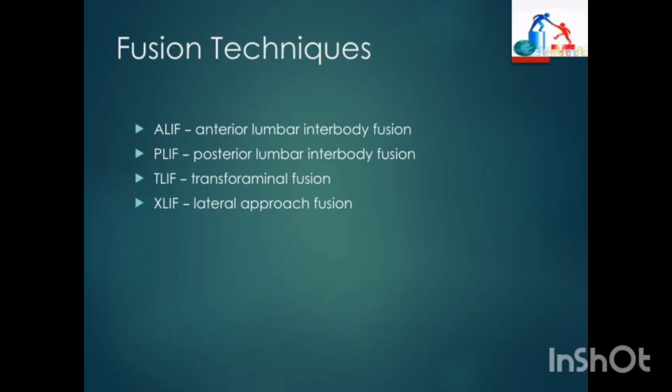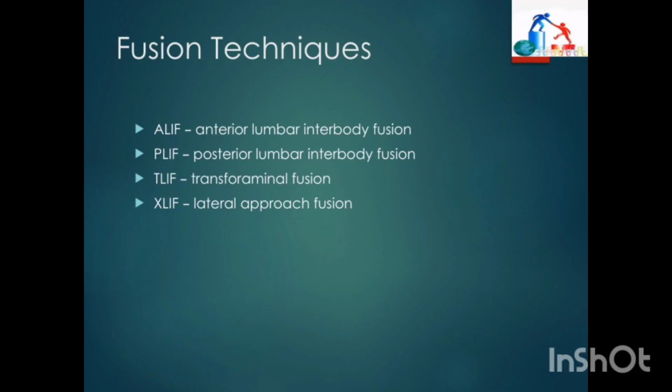Now, let's take a look at some of the common fusion techniques used in lumbar spine surgery. First up is ALIF, which stands for anterior lumbar interbody fusion. In this approach, we access the spine from the front, allowing us to remove the disc and place the graft or implant directly between the vertebral bodies. This method offers the advantage of good access to the disc space and minimal disruption of the back muscles.